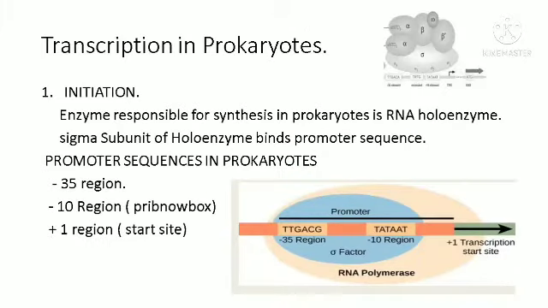Now we talk about transcription in prokaryotes, and then later on we'll talk about transcription in eukaryotes. The basic stages will be the same in both: initiation, elongation, and then termination. But there'll be slight differences between the way transcription is carried out in prokaryotes and the way it's carried out in eukaryotes. So let's look at transcription in prokaryotes.